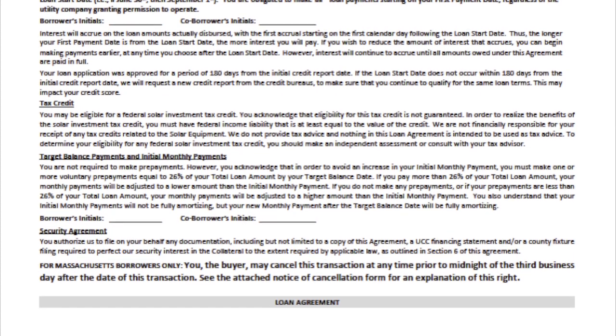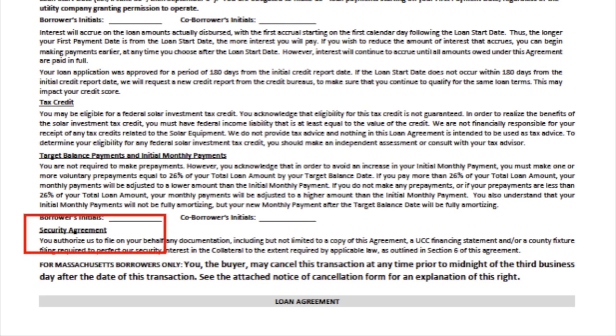Security agreement. So, UCC financing statement, that is a filing with the county that just says there's a loan on those solar panels. It's not a lien against the property. It wouldn't hold up any sort of home sale or anything like that.